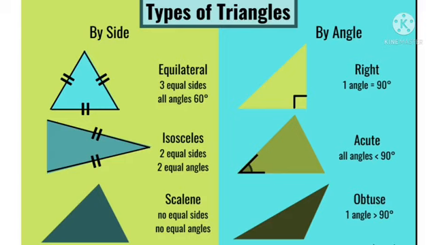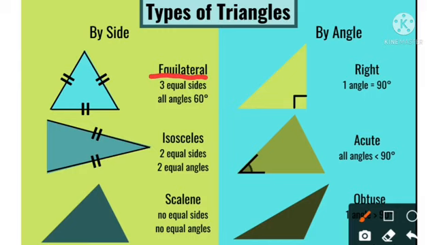You had already learned the types of triangle. See here, given the types of triangle by side. From side, the triangle is divided into 3 types. First type is equilateral triangle, which means it has 3 equal sides and each angle is 60 degrees. So we call it an equilateral triangle.